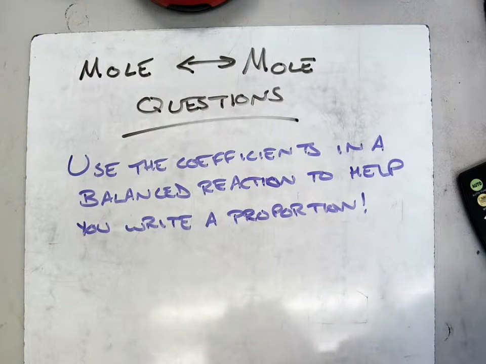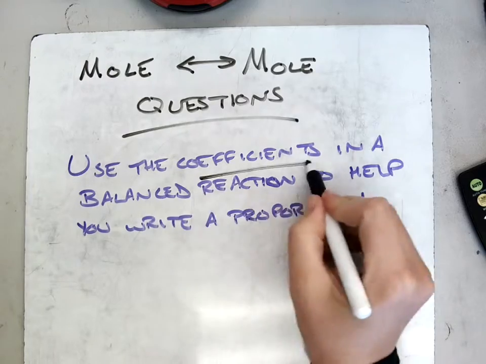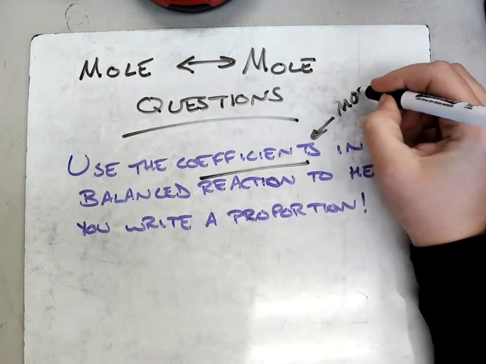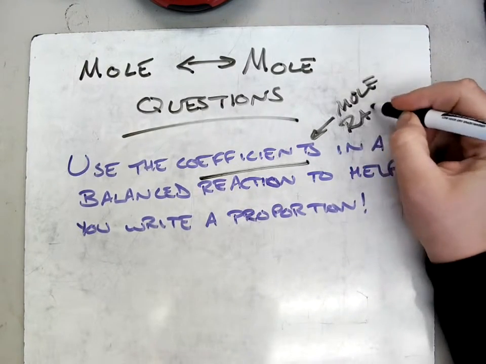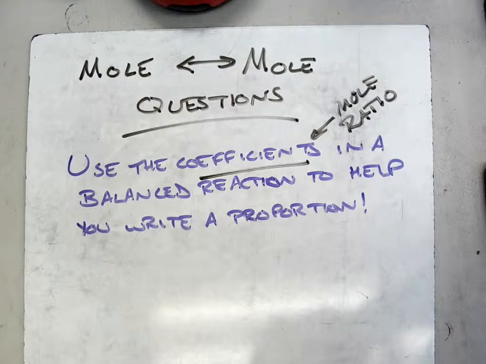And here are the notes that we need. Basically, use the coefficients in a balanced reaction to help you write a proportion. The coefficients are moles, but they're moles that can be scaled up or scaled down. So really the coefficients are mole ratios. Because if you wanted, you could double them or triple them or cut them in half. It's like a recipe, and you can adjust the recipe how you want.